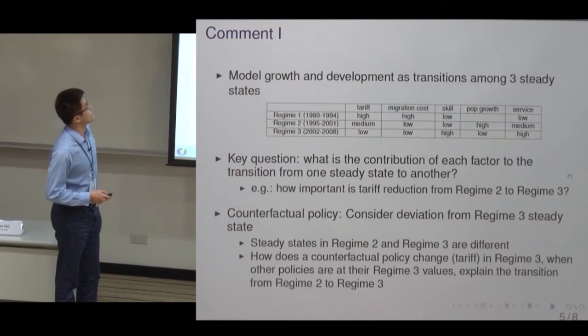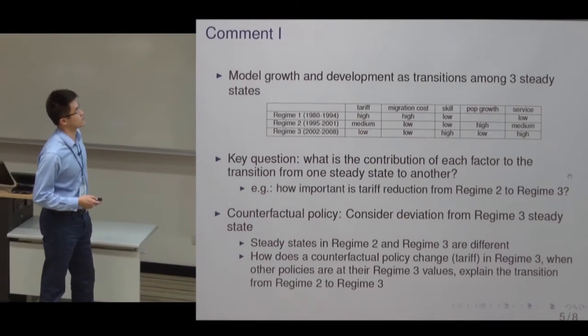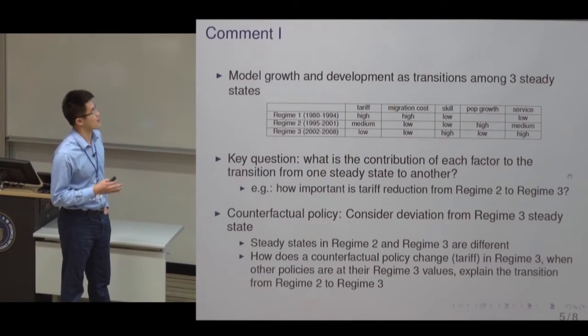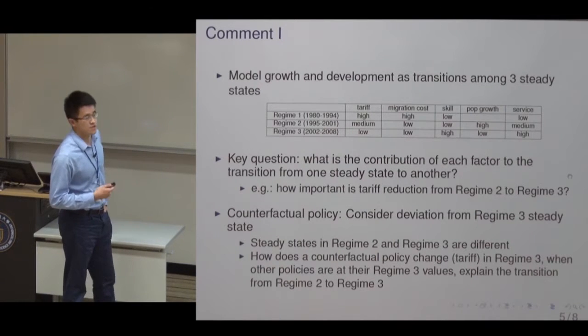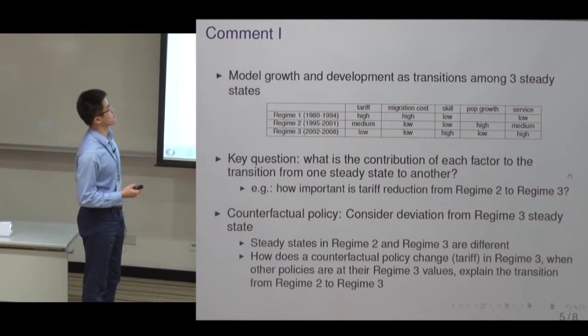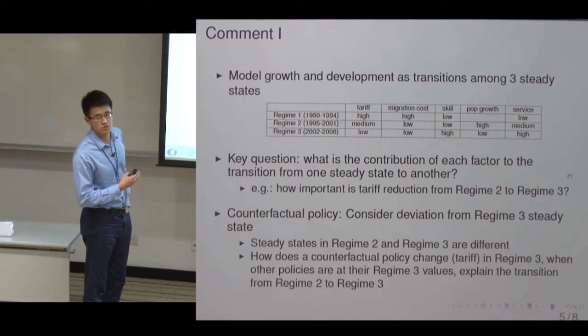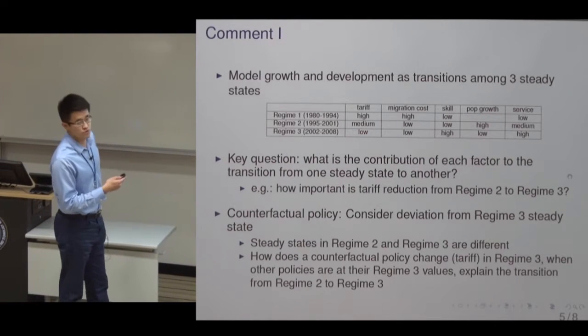So I have two comments about this paper. Comment one is about the modeling of growth and development as transitions among three steady states. The key question this paper tries to answer is, what is the contribution of each factor to the transition from one steady state to another steady state? The paper considers three steady states, regime 1, 2, and 3.